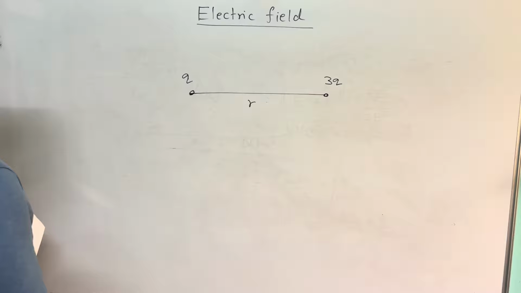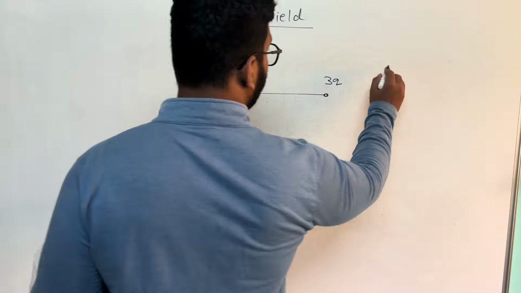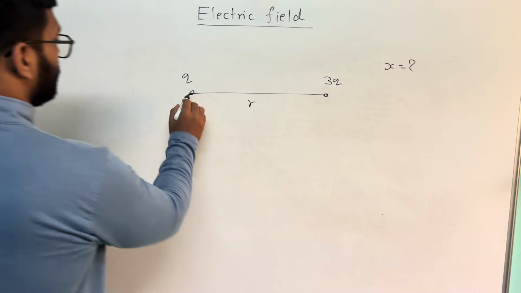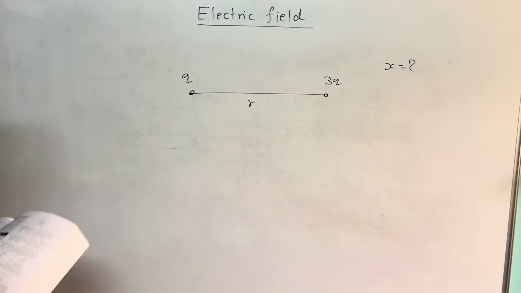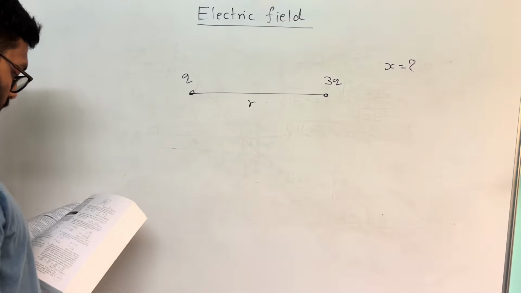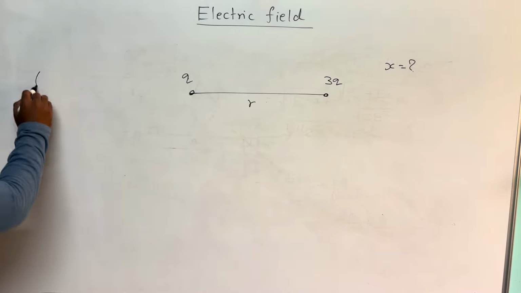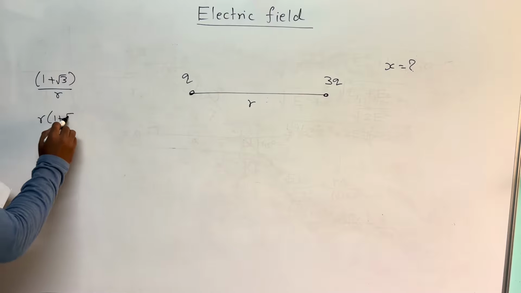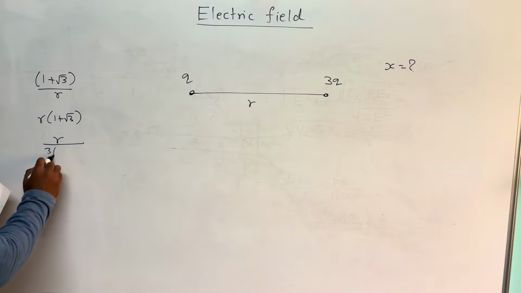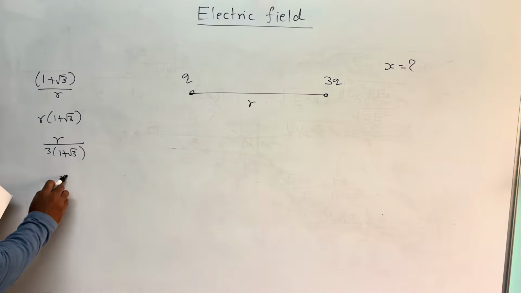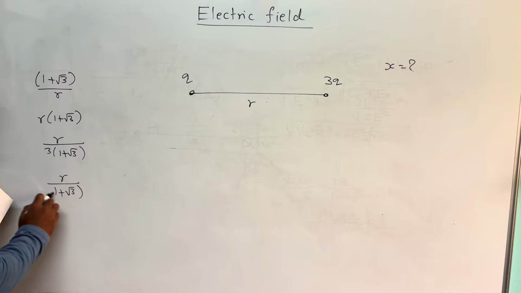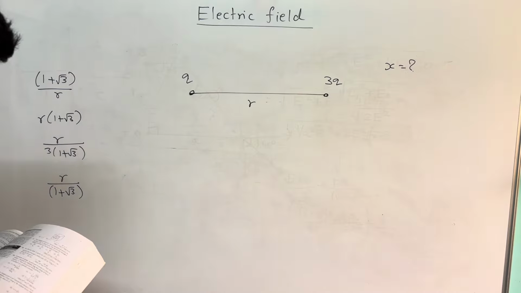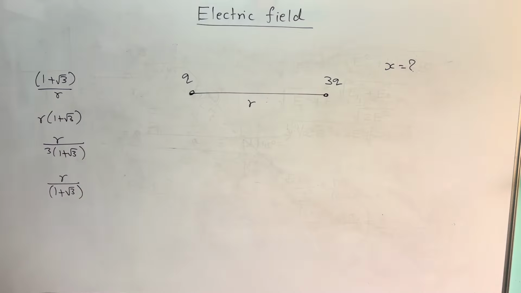At a distance x from the charge q, the resultant electric field is 0. The value of x is, okay, the value of x from this point charge q where the electric field is 0. So we have to find out the value. The options are: 1 plus root 3 by r, r into 1 plus root 3, r upon 3 into 1 plus root 3, and the last option is r upon 1 plus root 3, right? Now let's look at this question properly.